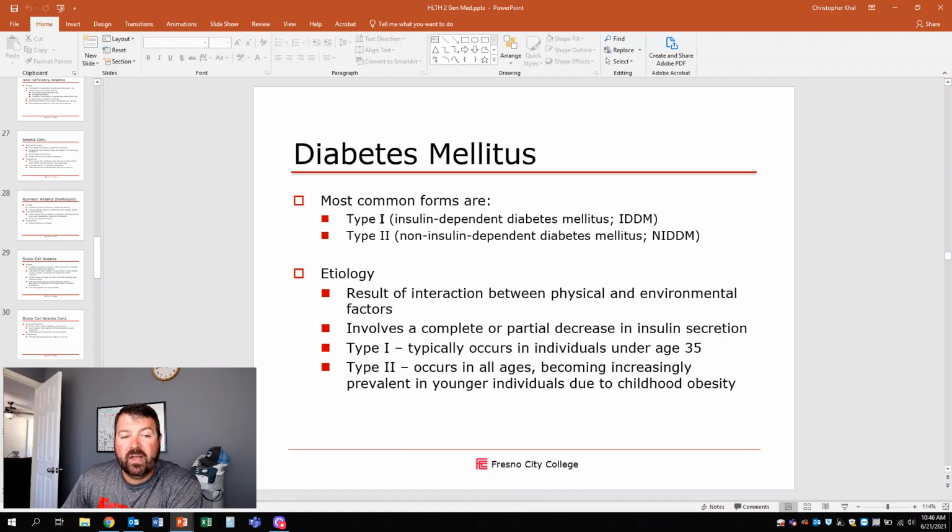Type 1, I'm going to get ahead of myself in some slides. Type 1 is brought on by nothing that you can control. It usually comes on when you're a child to late teen. Type 2 is usually brought on by obesity, inactivity, diet, and so forth. Usually diabetes is some kind of complete or partial decrease in insulin secretion or absorption.